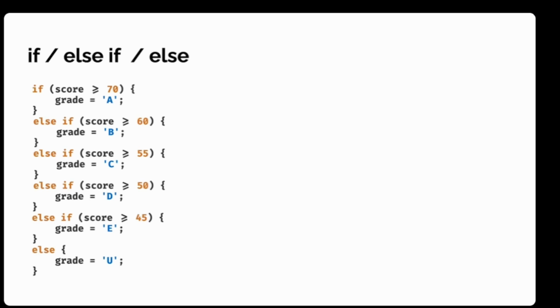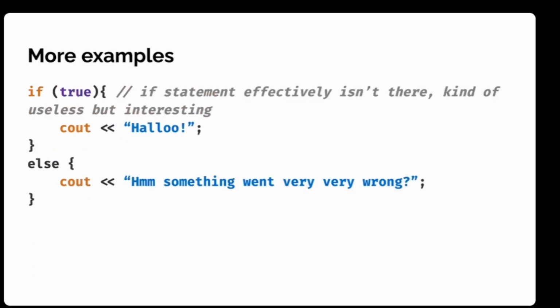So if you want to make a grading system for some reason, this is how you do it. This is also how you stack if and else if. There's no elif in C++, it's just else if. More examples. If true will always run, nothing's going to stop it from running.